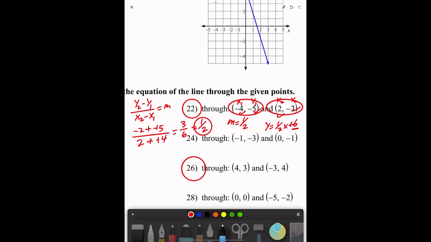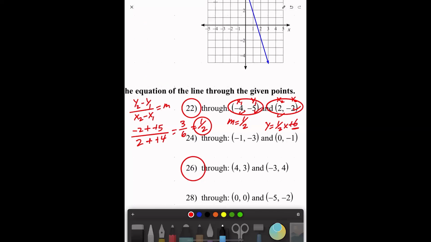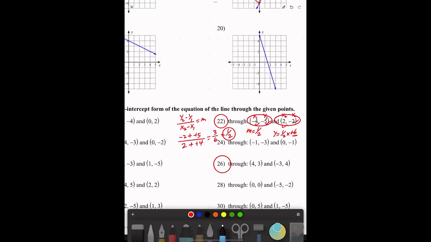Just like we did in the previous section, you just use one of these 2 points, the x and y, and then solve for b. All right, I'm going to do number 26, and then I'm going to wrap this up.